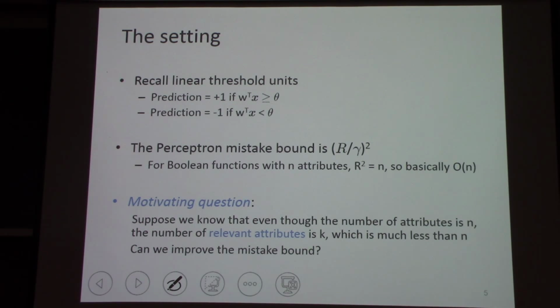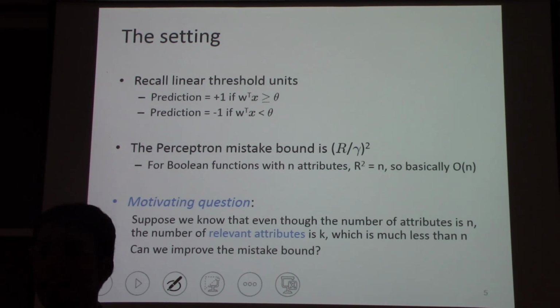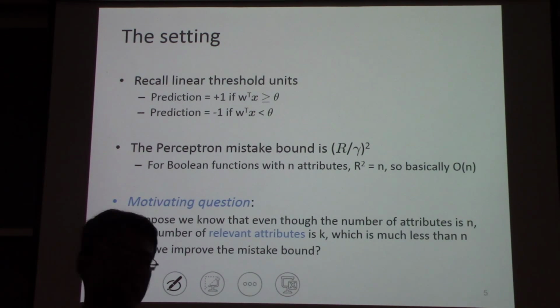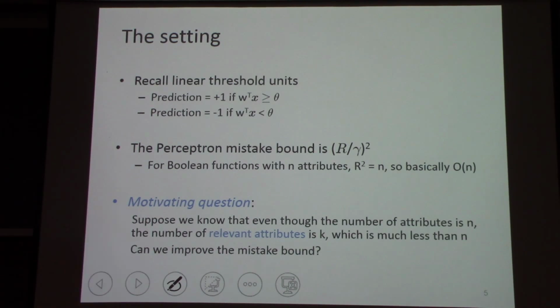And the Perceptron algorithm has a mistake bound which is R squared over gamma squared. At the end of the last lecture, I asked all of you to prove to yourself that R squared for Boolean functions cannot be more than n for n-dimensional Boolean functions. Why? The longest vector would just be like a string of ones. Exactly. So, what is R squared?